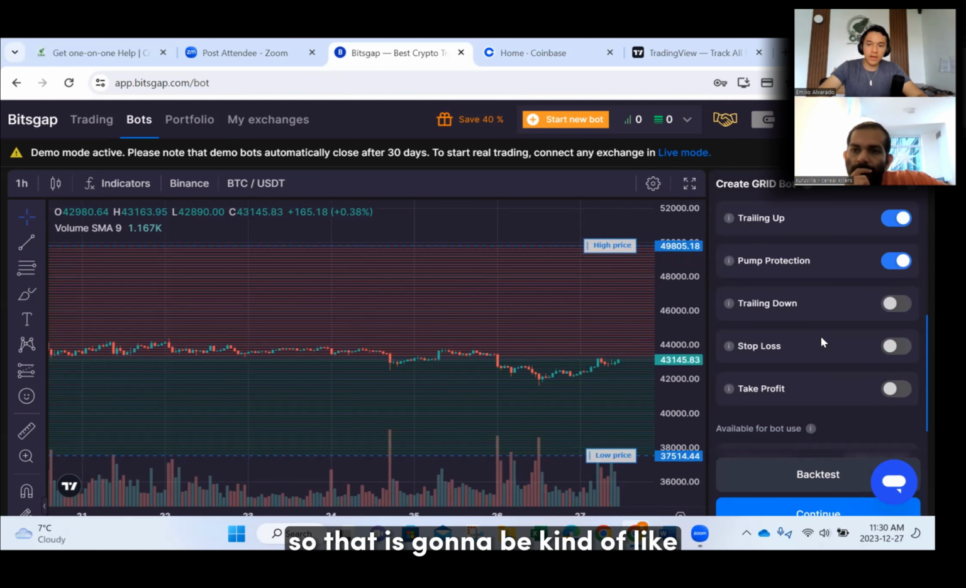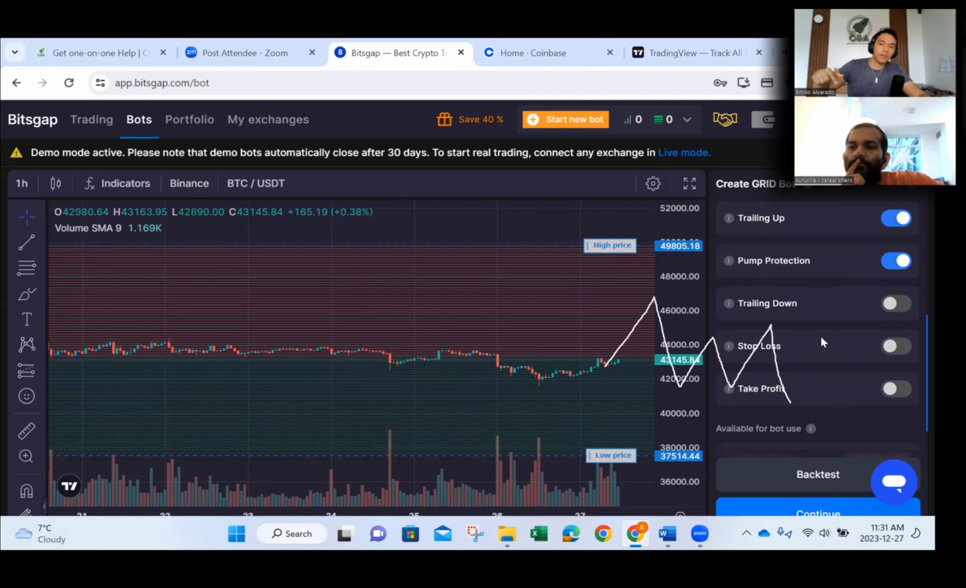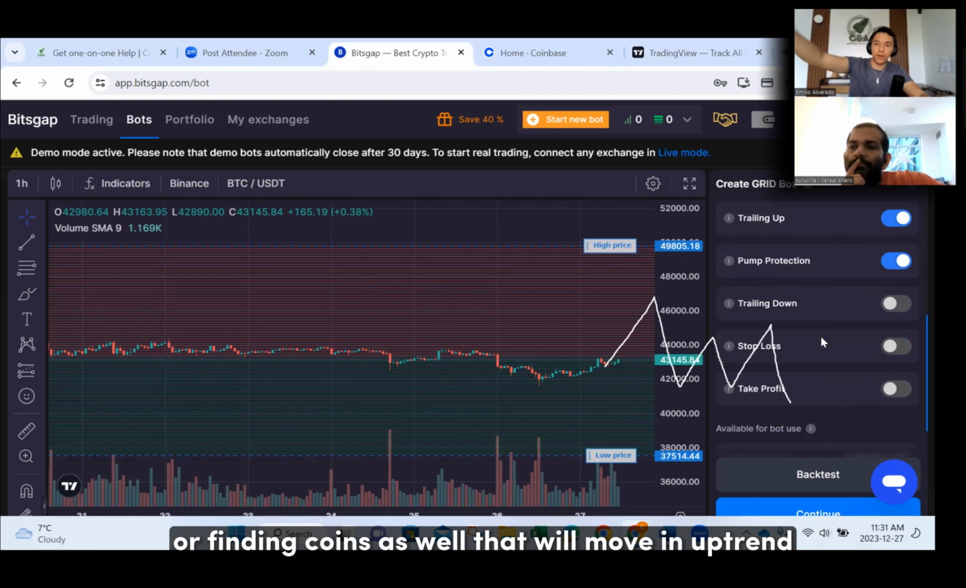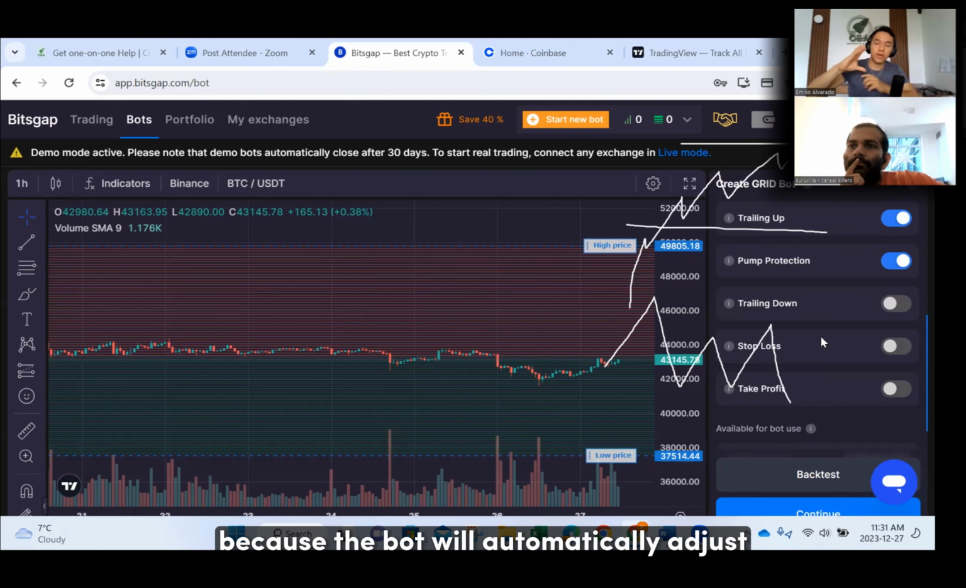So that is gonna be kind of like the whole purpose of CBA, is finding coins that will be moving sideways, or finding coins as well that will move in uptrend, because at the end of the day, if it goes uptrend, then you don't have to worry about it, because the bot will automatically adjust the high and low price, or the grid ranges.